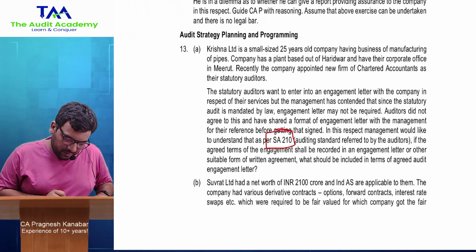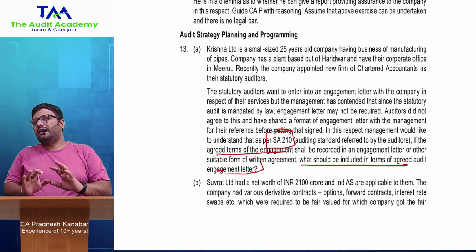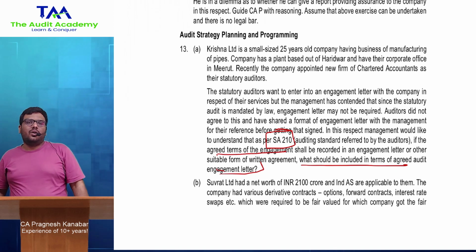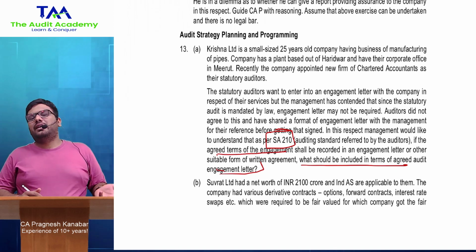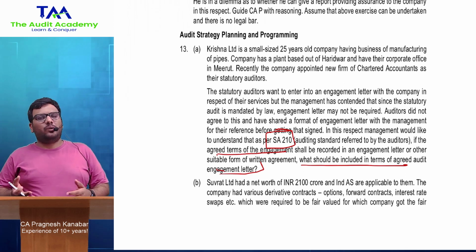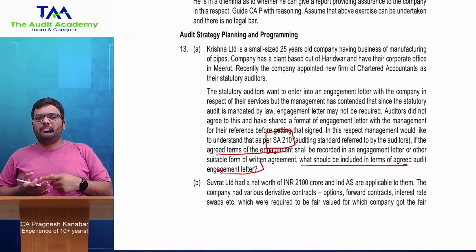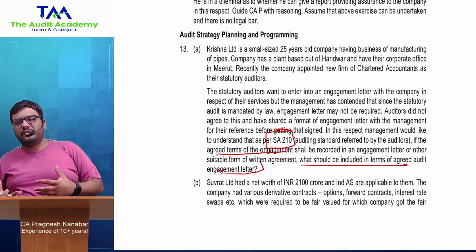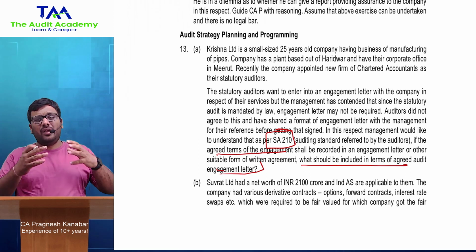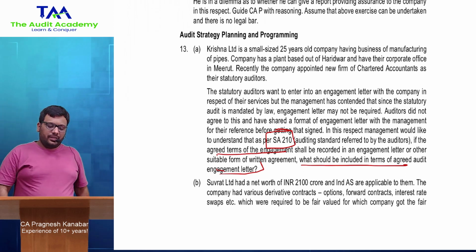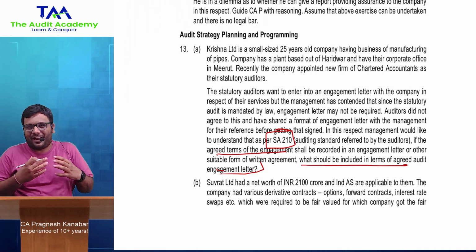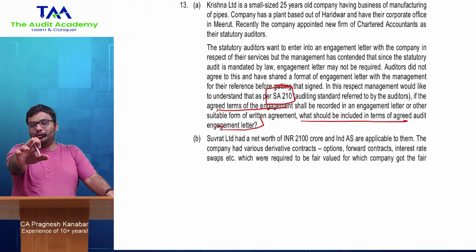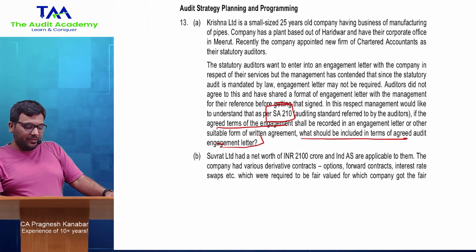SA 210, terms of engagement. What should be included in the terms of the audit engagement letter? I don't think that such kind of question will be asked at final CA level, although it is one of their module questions. Contents of the letter of engagement here: objectives, scope, auditor's responsibility, management's responsibility, applicable financial reporting framework, expected form and content of the audit report, and the circumstances in which the actual report could differ from the expected report. This is a very basic answer. I'm not expecting this in the exams, to be very frank with you. If they are asking this in exams, you and me, both of us will meet together and party hard on this.